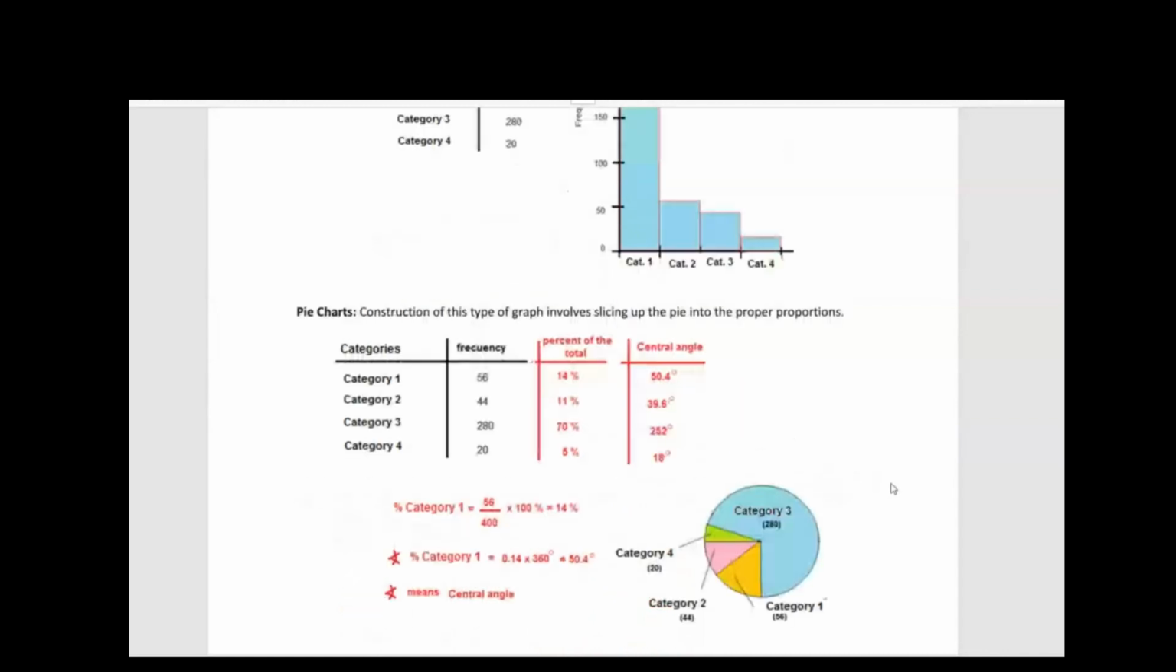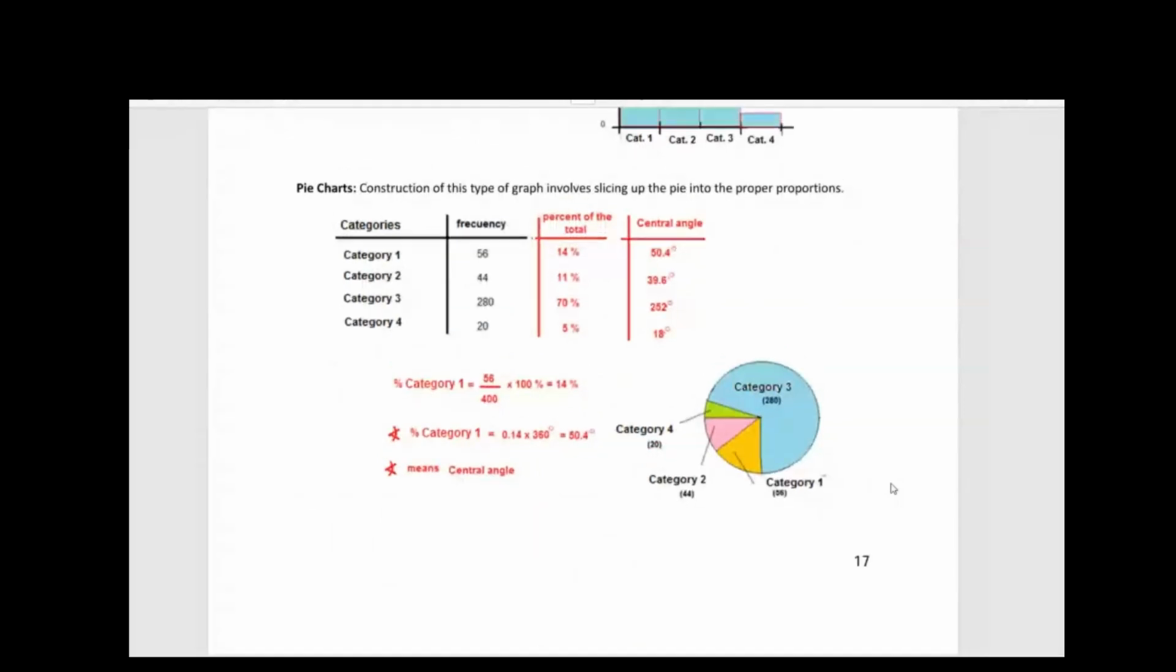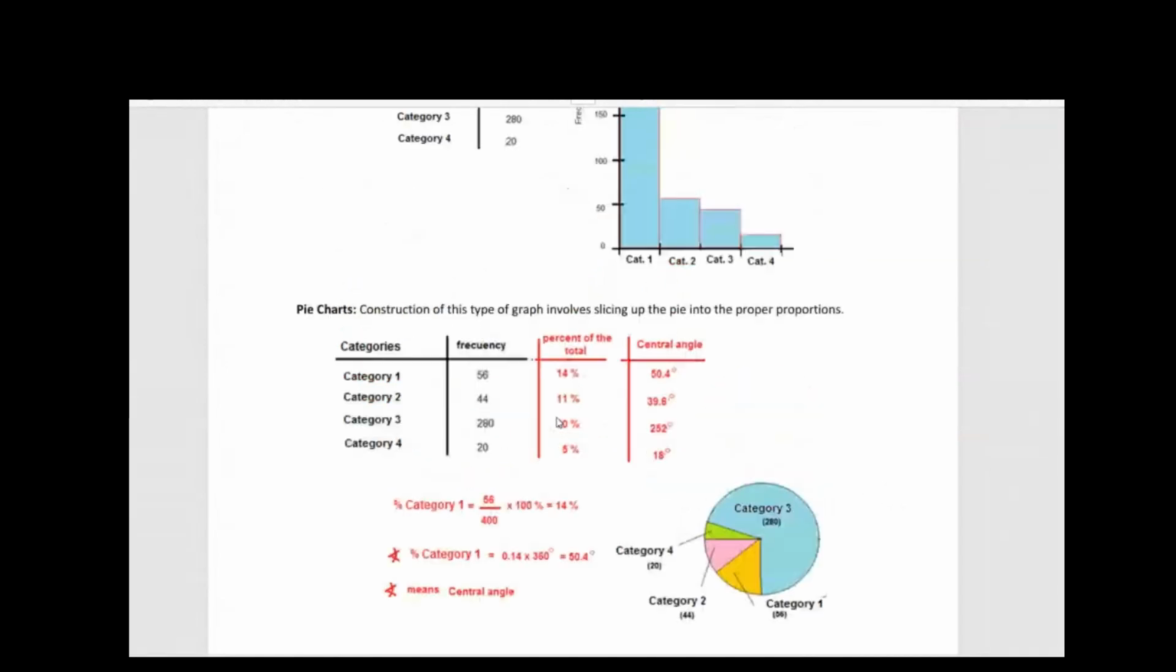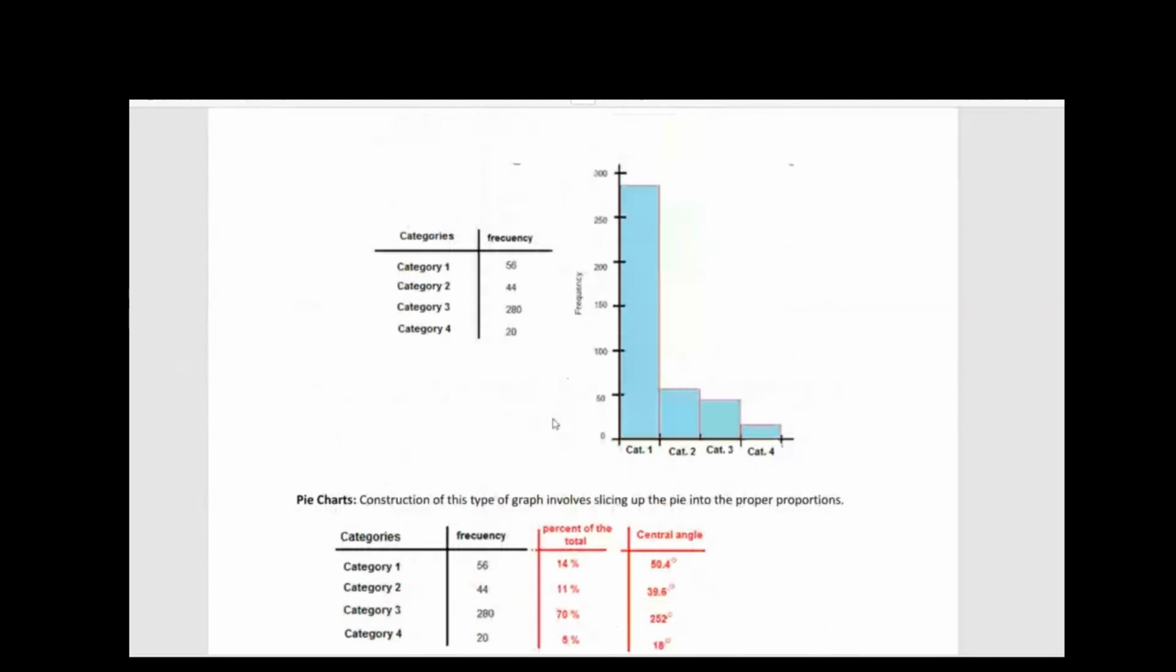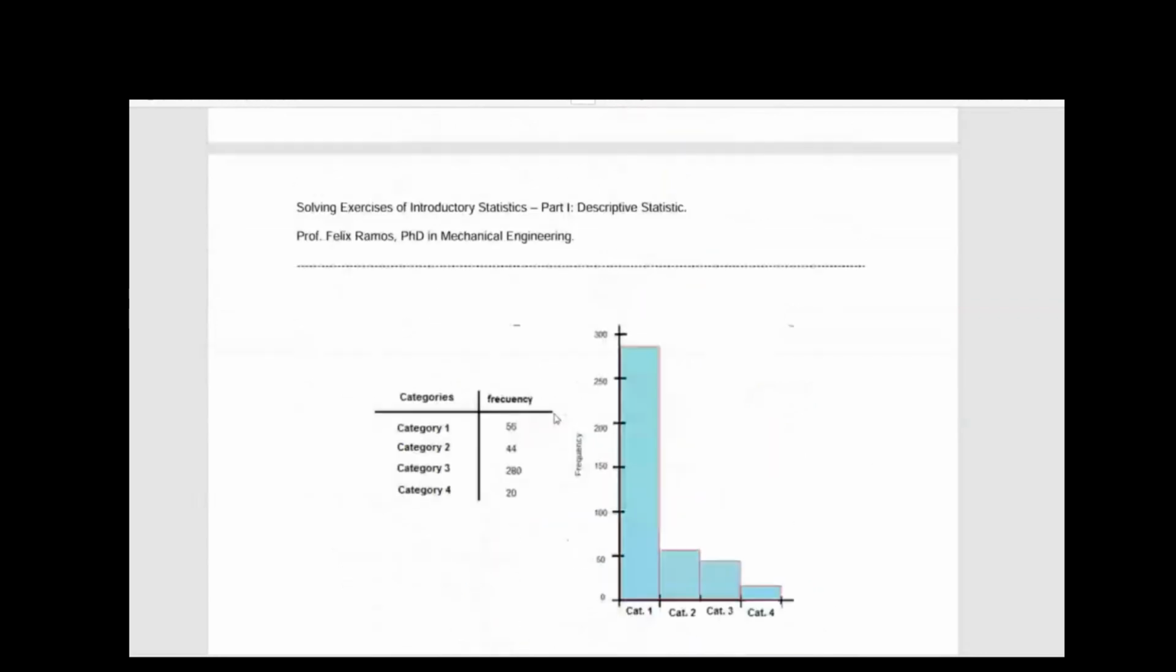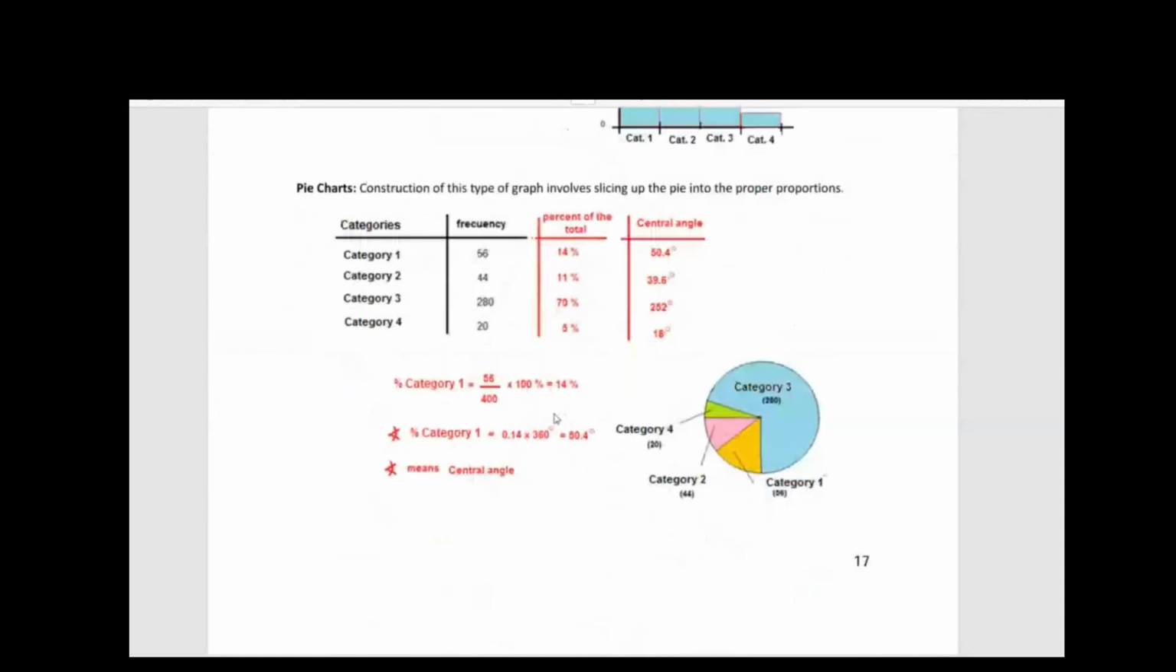We can also construct pie charts. A pie chart is a construction that involves slicing up the pie in proper proportions. So suppose that we have this same category that I had to construct my Pareto chart, and then I decide to then have my pie chart, and then I have just to, in this case, find what percentage of the total the frequency represents.